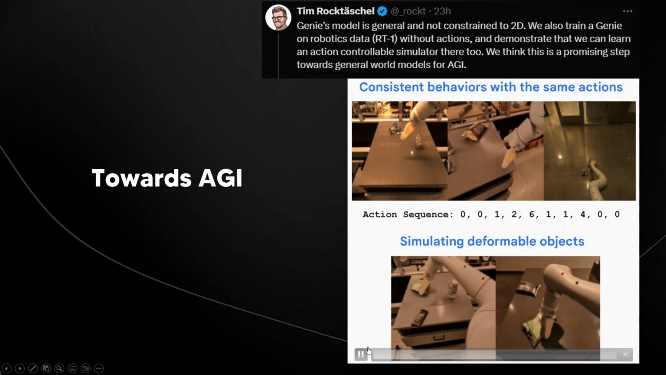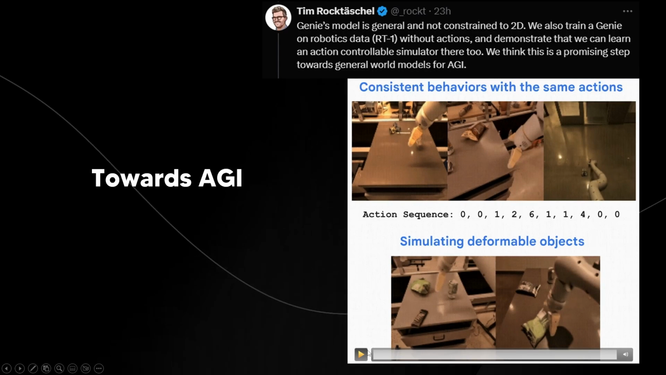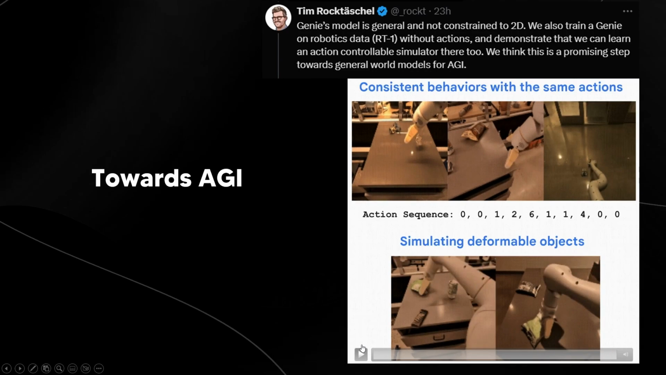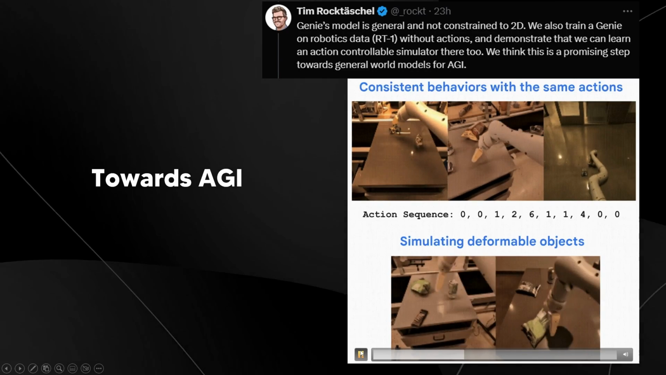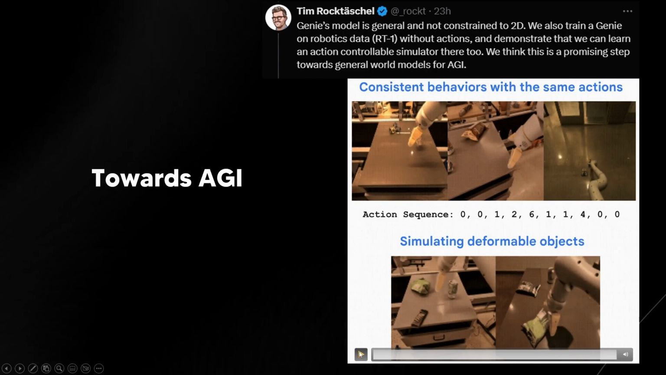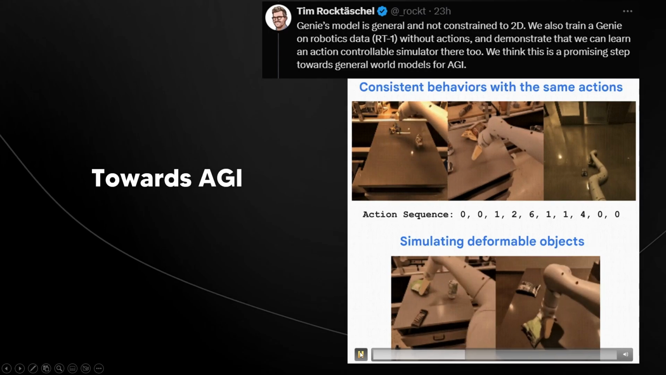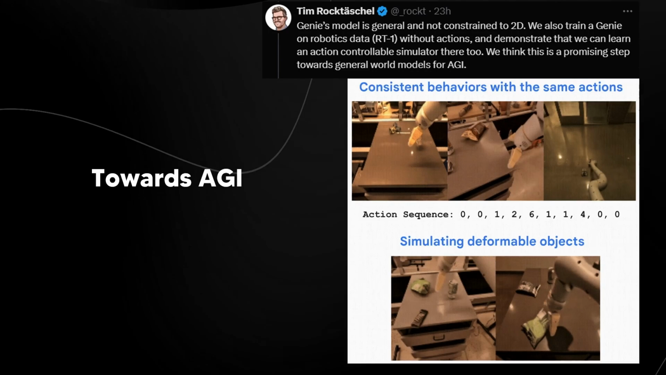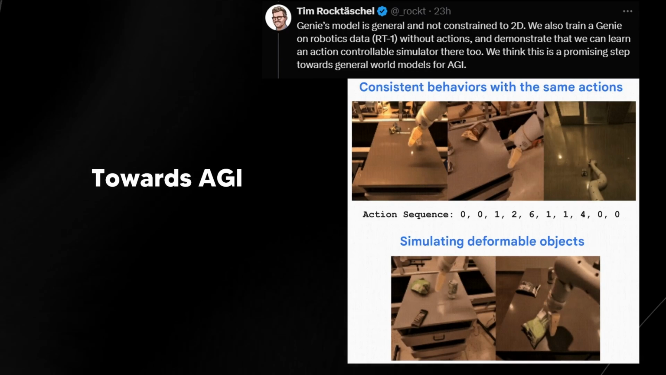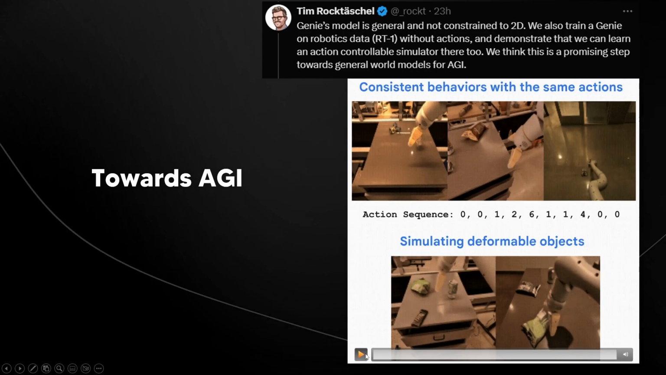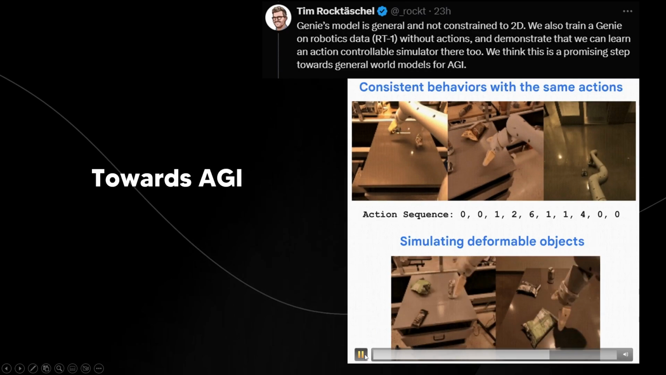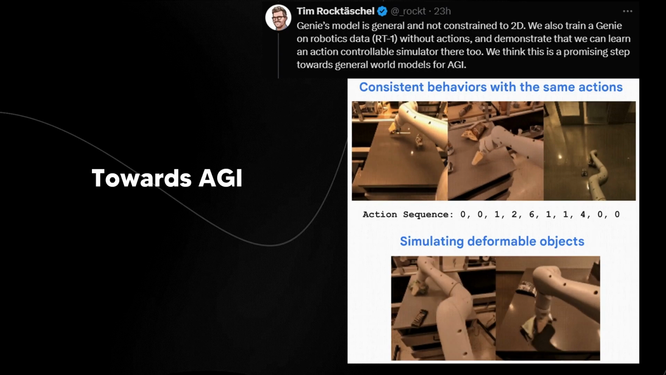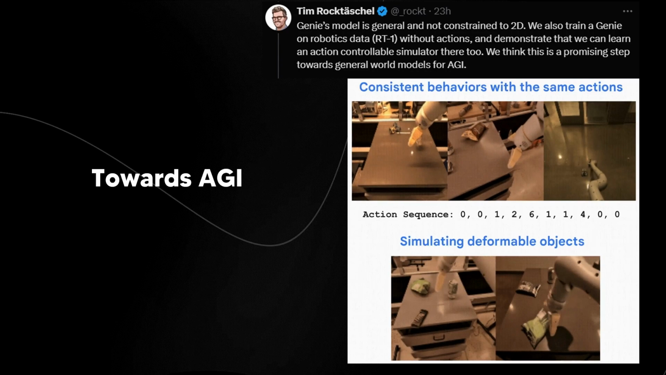You can see that they state that Genie's model is general and not constrained to 2D, which is absolutely incredible, because world models that are not constrained to 2D means that they can do things that would be really useful for us. So essentially, say we also train Genie on robotics data, RT1, which is essentially Google's robotics thing that they've been working on. They've had this RT1 and RT2 robot that is really, really cool. It's been able to do some really, really cool stuff, and they've decided that they wanted to train it on this thing. And it says on robotics data without actions, and we demonstrate that we can learn an action controllable simulator there too. We think this is a promising step towards general world models for AGI.